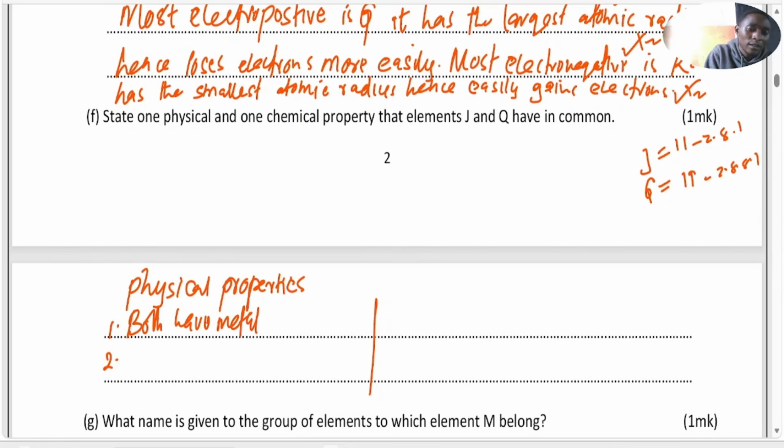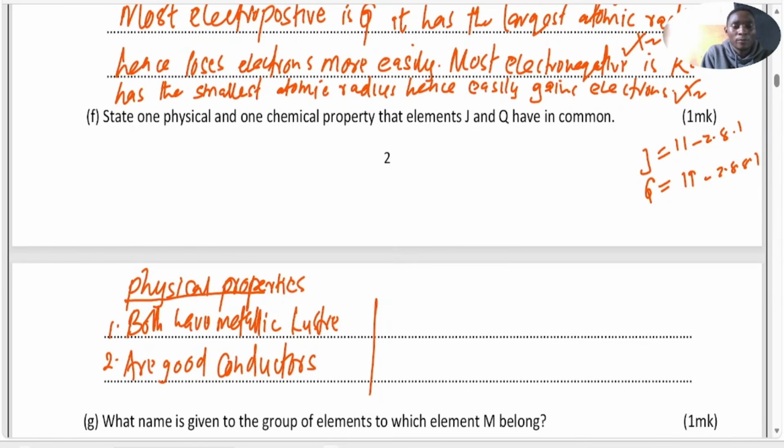Metallic luster. These are metals and they have metallic luster. Number 2, these metals are good conductors of electricity and also heat. They are good conductors. That is for the physical properties.